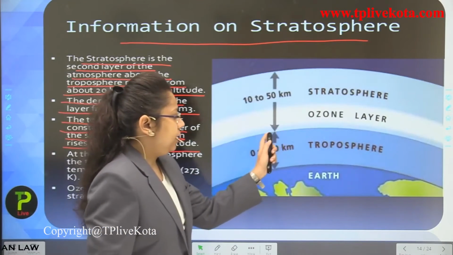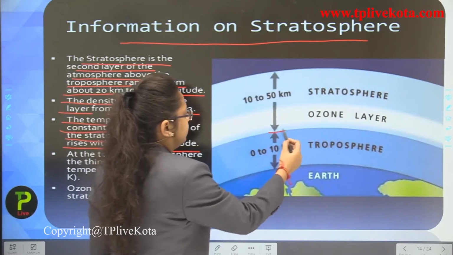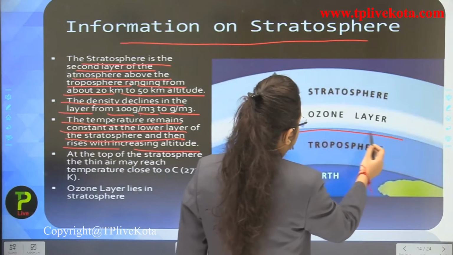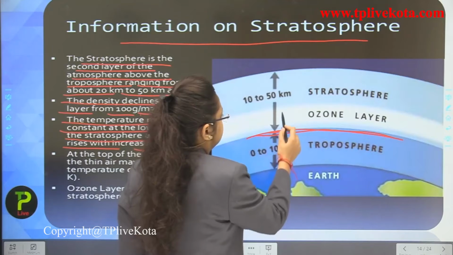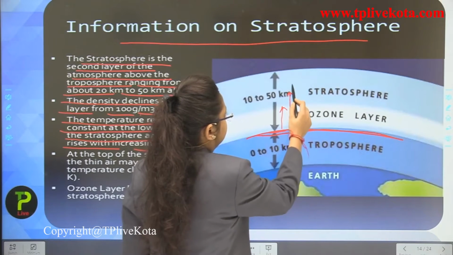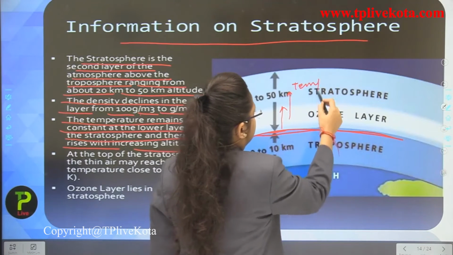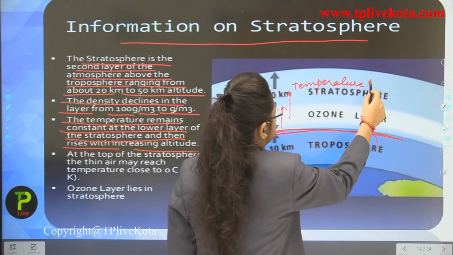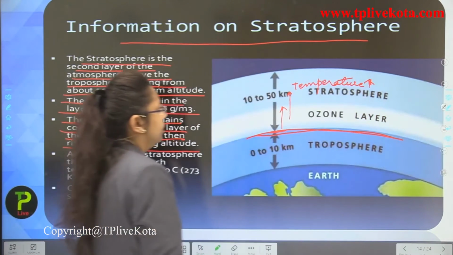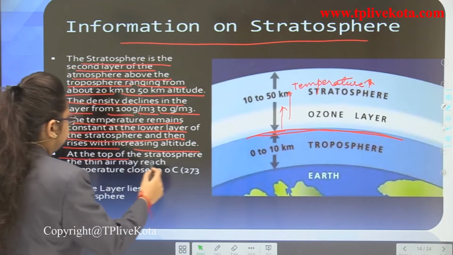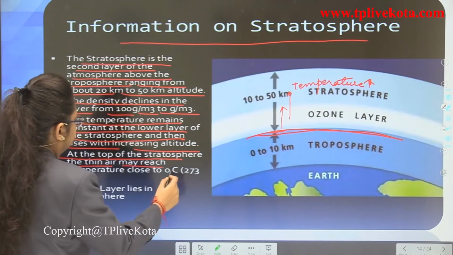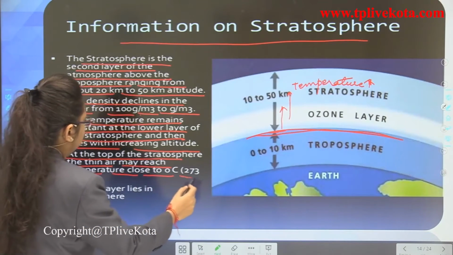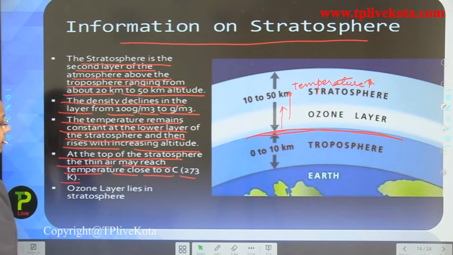So actually, the temperature will remain constant, but as the height increases, what will happen to the temperature, students? It will also increase. Okay. Now next, at the top of the stratosphere, the thin air may reach a temperature close to 0 degrees Celsius, 273 Kelvin.